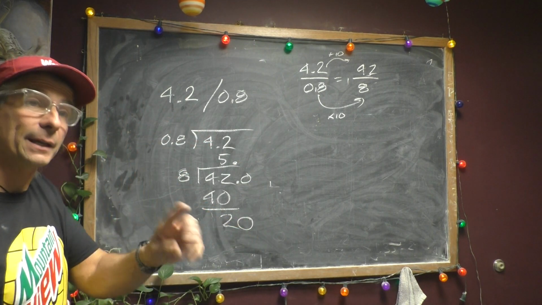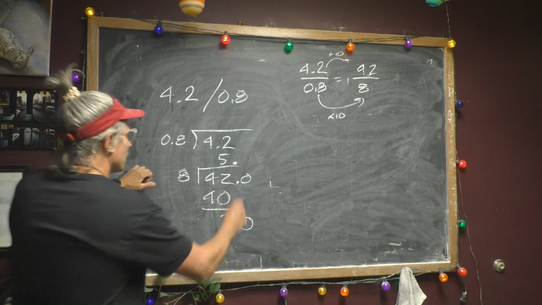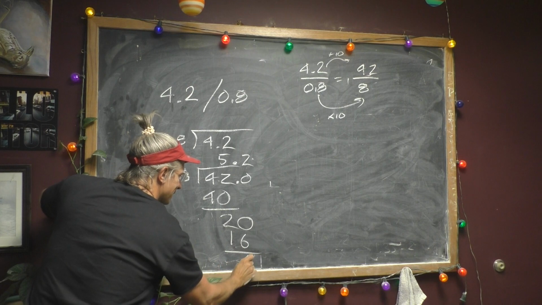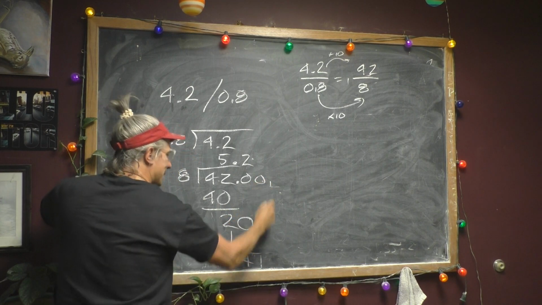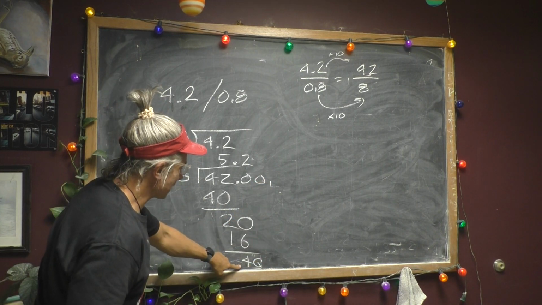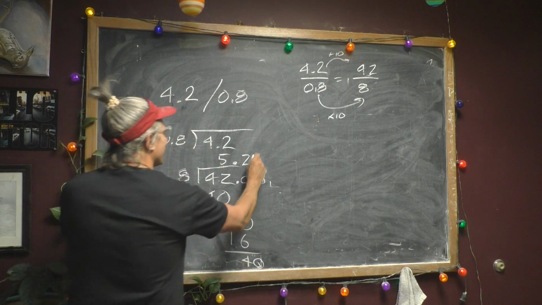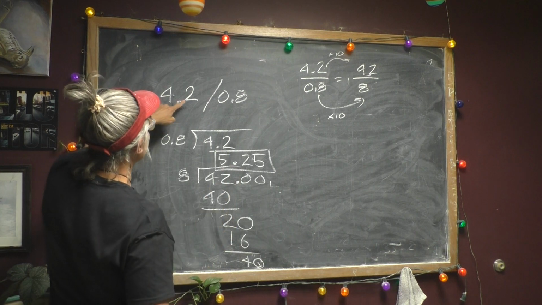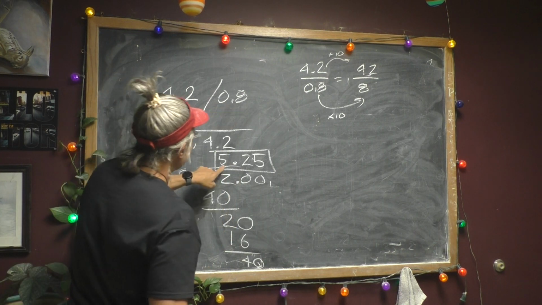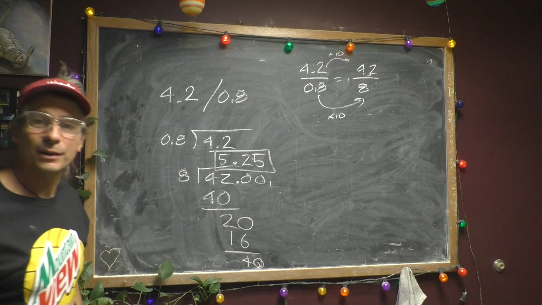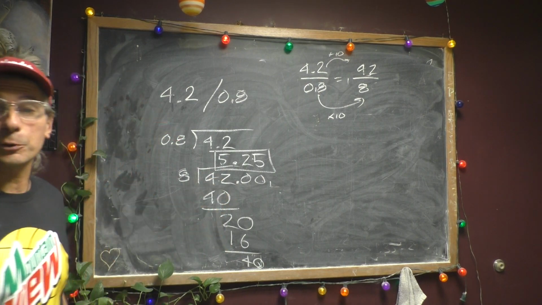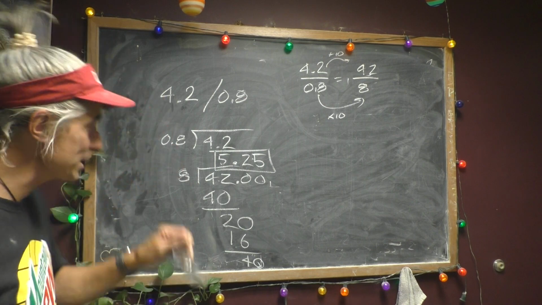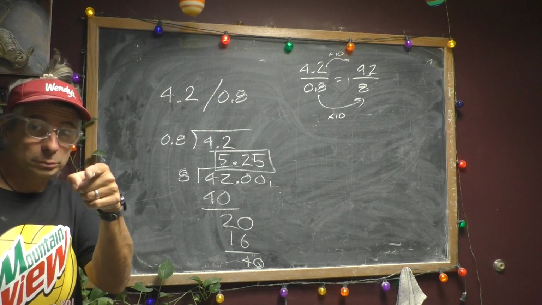8 times 1 is 8. 8 times 2 is 16. So 0.2. 2 times 8 is 16. Subtract again, we get 4. Another place, bring the 0 down. How many times does 8 go into 40? Aha! We know that one. It's 5. So 4.2 divided by 0.8 is 5.25. Follows the same exact algorithm we used before when we were converting fractions into decimals and percentages. Cool? Hopefully.